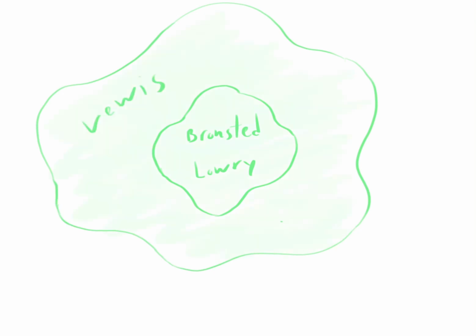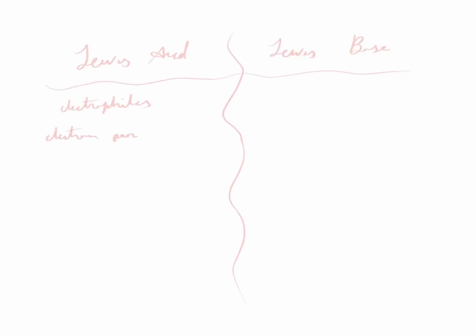Interestingly, all Bronsted-Lowry reactions are also considered to be Lewis reactions. However, the reverse cannot be said. An example of a Lewis acid-base reaction would be the reaction between a fluoride ion and boron trifluoride. In this reaction, the fluoride ion acts as a Lewis base while the boron trifluoride acts as the Lewis acid, creating boron tetrafluoride as the acid-base adduct. Lewis acids are electrophiles and have electron-poor pi systems, while Lewis bases are nucleophiles with electron-rich pi systems.